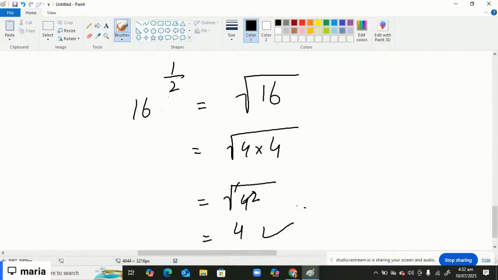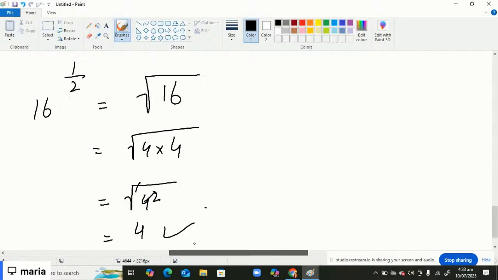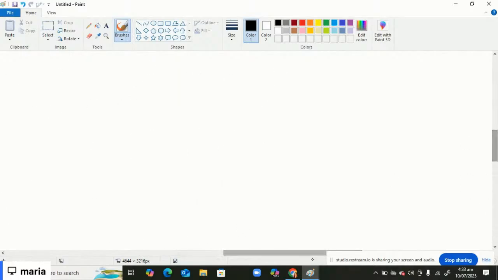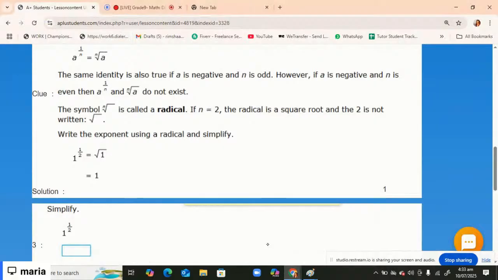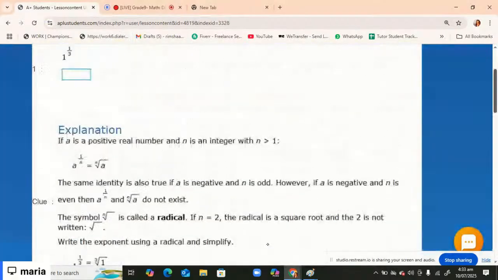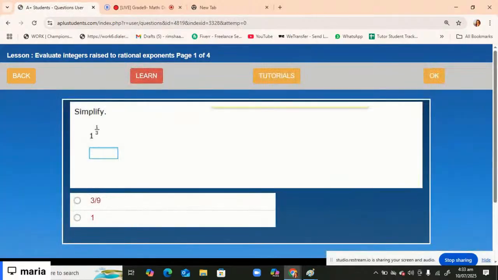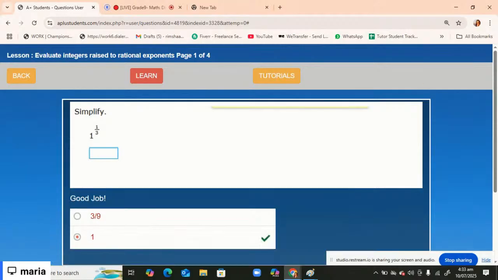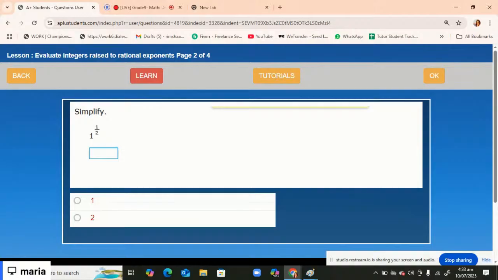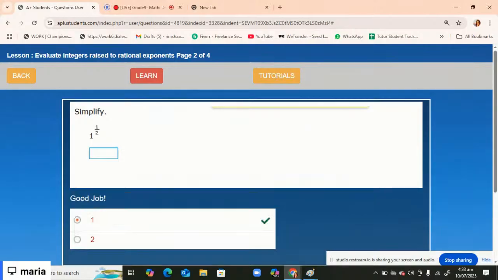Okay. This is the way that we do it. Let's suppose if I'm going to write it here, 1 to the power of 1 by 3. Already solved it here. That is 1. 1 to the power of half. This is already done now.